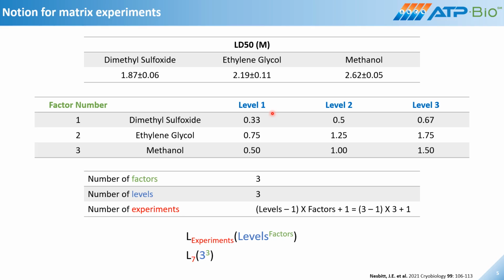In Taguchi methods, the parameters or CPAs that are to be studied are termed factors, as you can see here, and the concentrations are termed levels. Here, in our case, we have 3 factors which are each studied at 3 levels. Based on this, the number of experiments can be defined as (levels minus 1) times the number of factors, plus 1. This gives us the minimum number of experiments to be performed for this optimization as 7, and this is the notation that is used for the Taguchi experimental design.